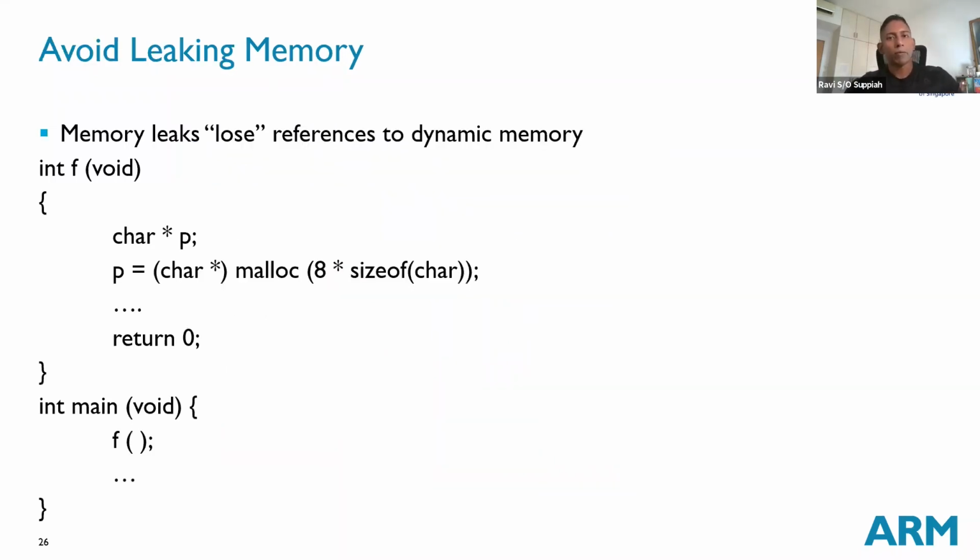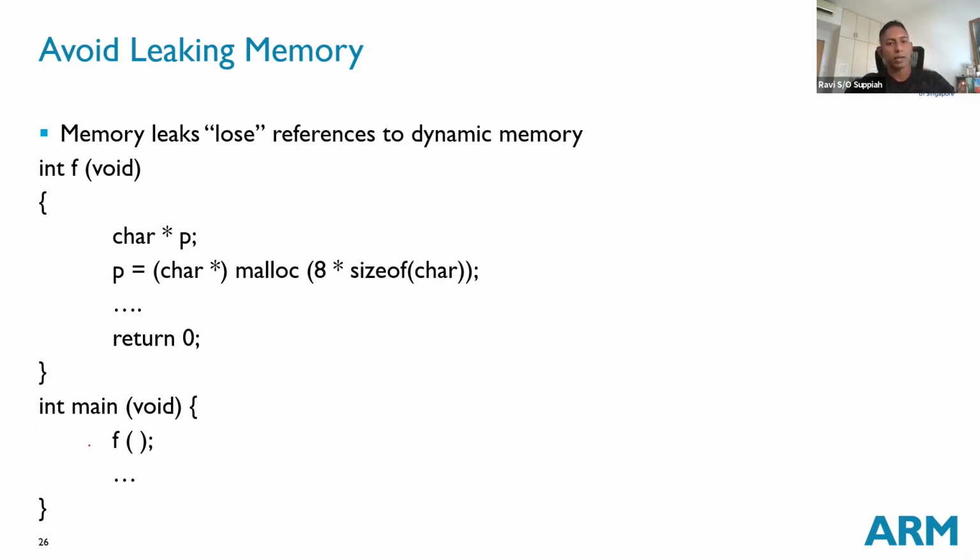Of course, when everything goes well, it is good. But at the same time, you can also have some wrong usage of memory allocation, and that can lead to a lot of issues. One of these is called leaking memory. If you look at this example, what is happening?